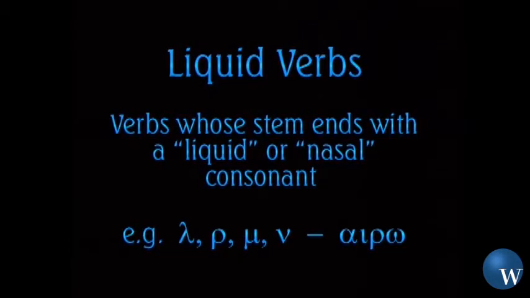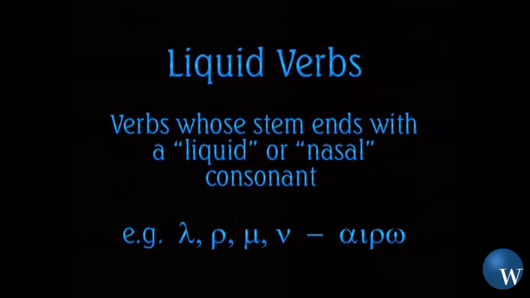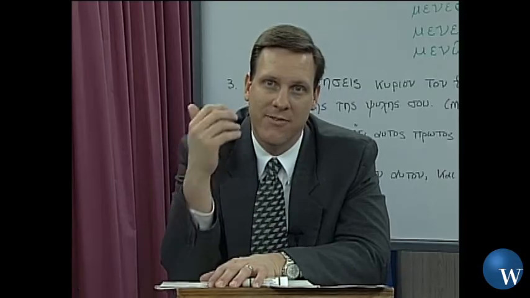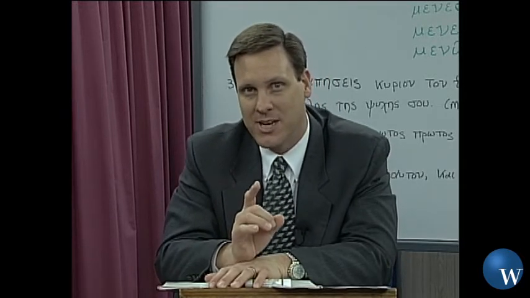The next group has to do with the liquid verbs, and these are verbs whose stem ends with a liquid or nasal consonant, particularly with mu and nu. The reason they're called liquid is simply this: those consonants, lambda, rho, mu and nu, sort of flow when you say them. Lambda, rho, mu, nu. See how they flow like liquid. That's why they're called the liquid verbs, because those verbs have stems that end in one of those consonants.